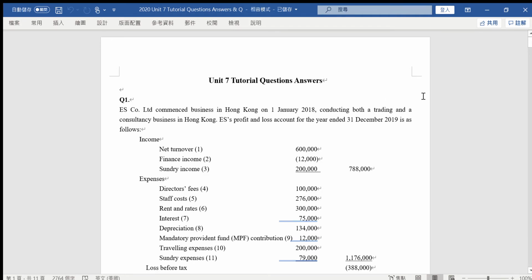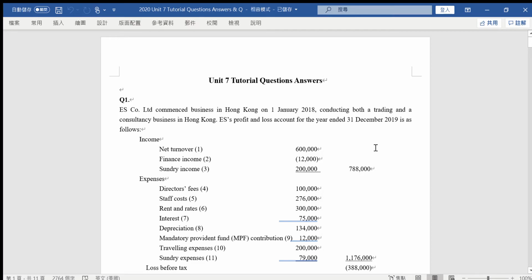Okay, this is the online tutorial class on Unit 7. Focus on the profit tax about the deduction of expenditures. Now for this tutorial unit, we have 4 questions in total.